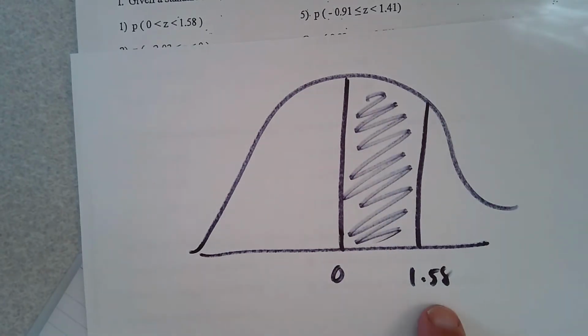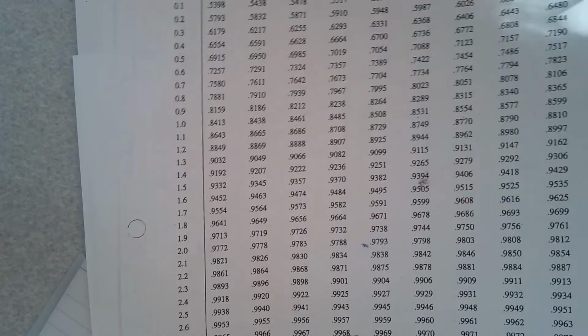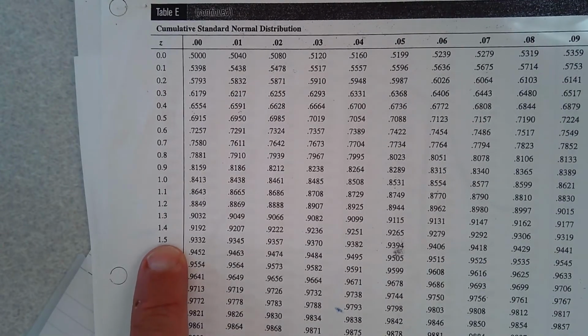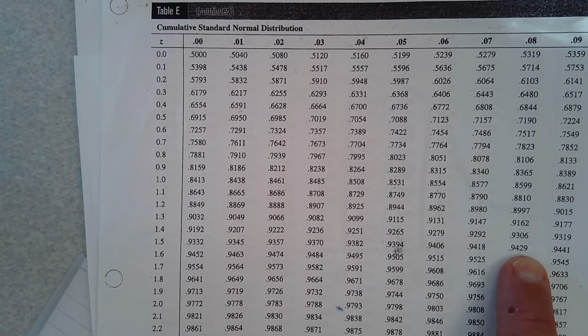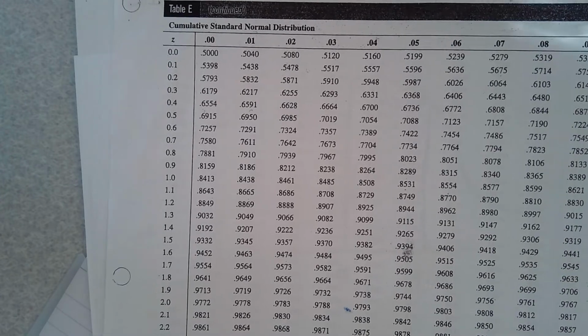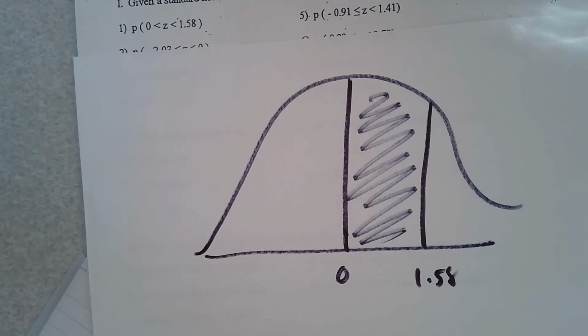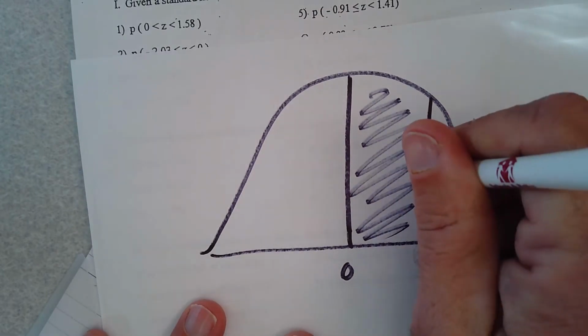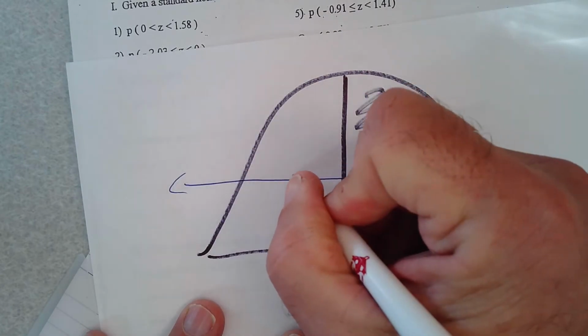So what I'm going to do is look up 1.58 first. On my z-score table, the way we look this up is we go to 1.5 and then we go all the way over to 0.08. So that would be the value 1.58, and that's an area of 0.9429. Now whenever you look at this area, that is always the area to the left. So 0.9429 represents the area from here all the way to the end.